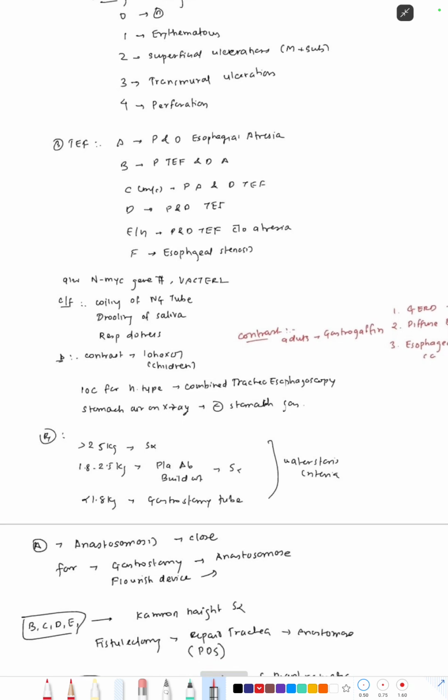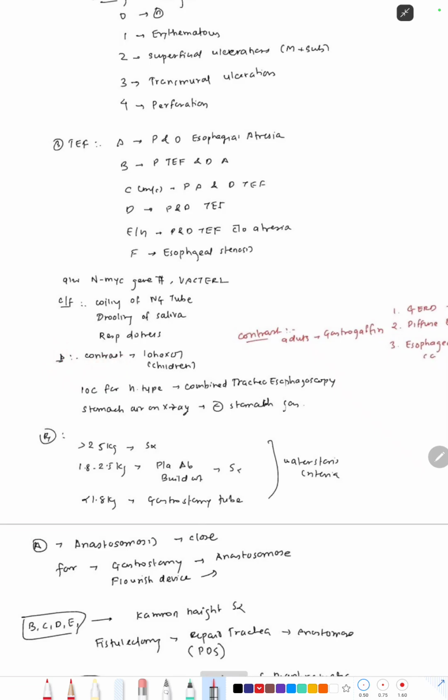This tracheoesophageal fistula is associated with N-MYC gene mutation and also with abnormalities, that is VACTERL: V is vertebral, A stands for anorectal malformation, C stands for cardiac abnormalities, TE stands for tracheoesophageal fistula, R stands for renal abnormalities, and L stands for the limb abnormalities. Clinical features: there will be coiling of the nasogastric tube, drooling of saliva, and respiratory distress.